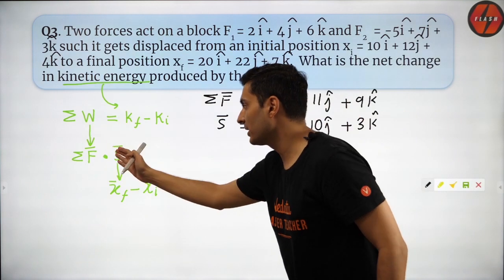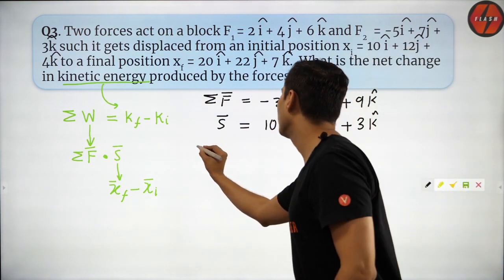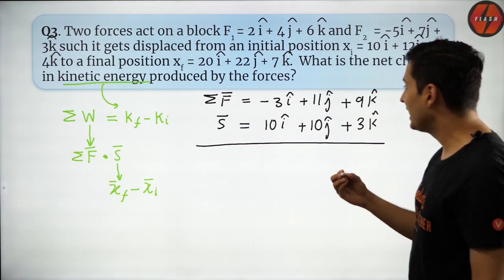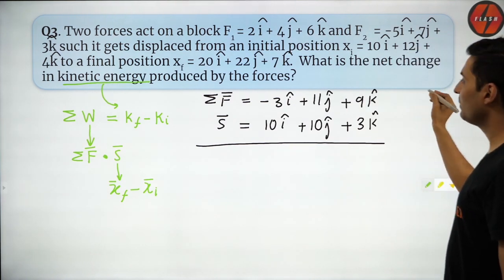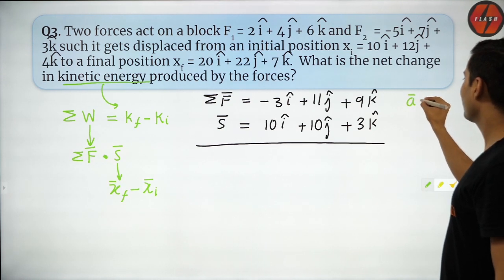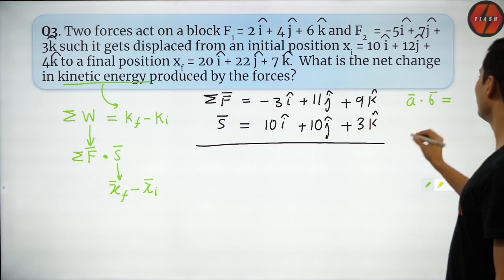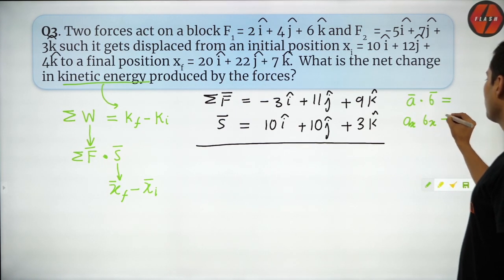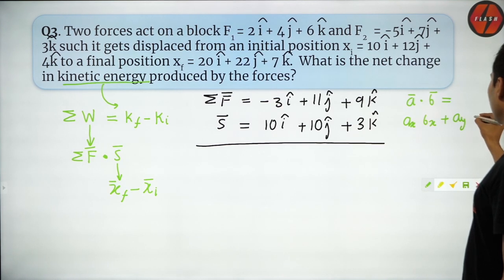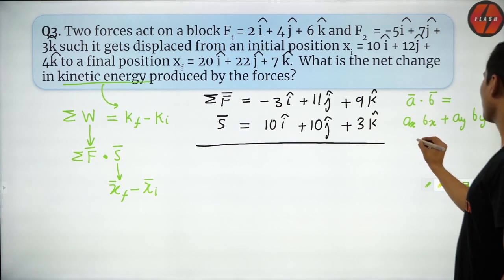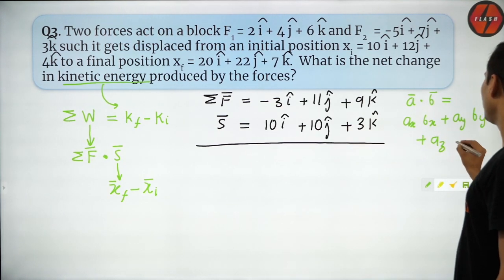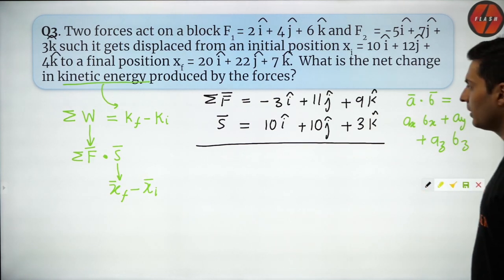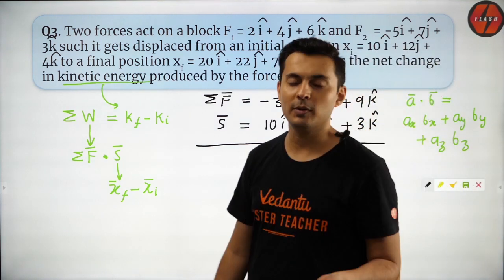Use the definition of work, it's force dot displacement. Now how do you do dot product? In case you have forgotten, let me tell you. A vector dot B vector is given by the x component of A into x component of B plus y component of A into y component of B plus z component of A into z component of B. That's how it works. You would have done this. This is the formula for dot product.